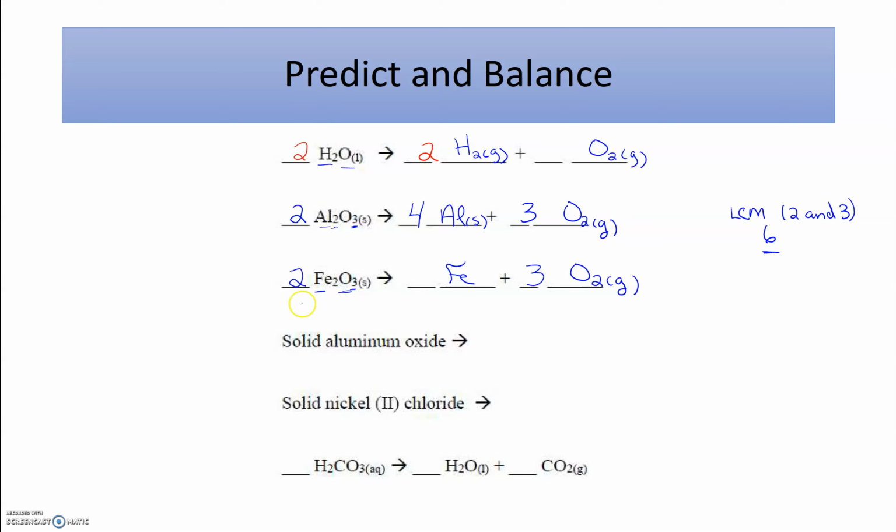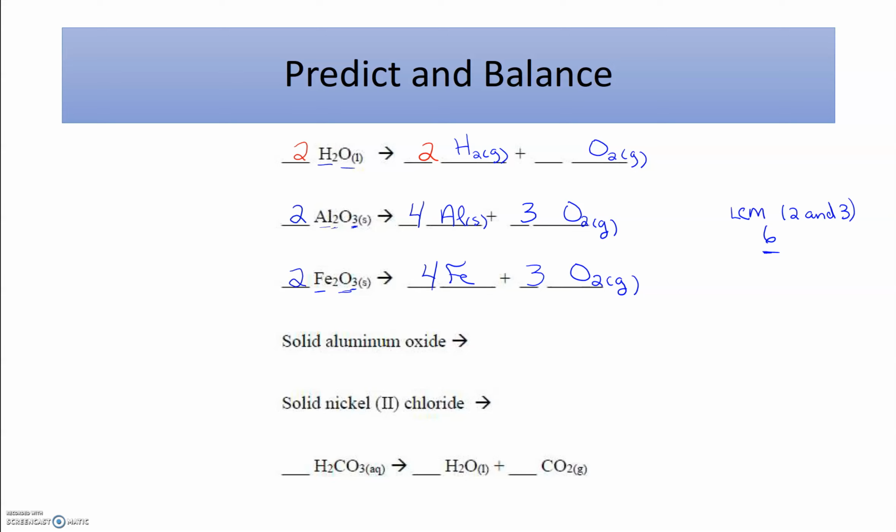Now, when it comes to iron, I'm ready to balance that iron, or the Fe. I've got 2 iron oxides, and every iron oxide gives me 2 irons. So that's going to be 2 times 2, which means I've got 4 of my iron oxides.